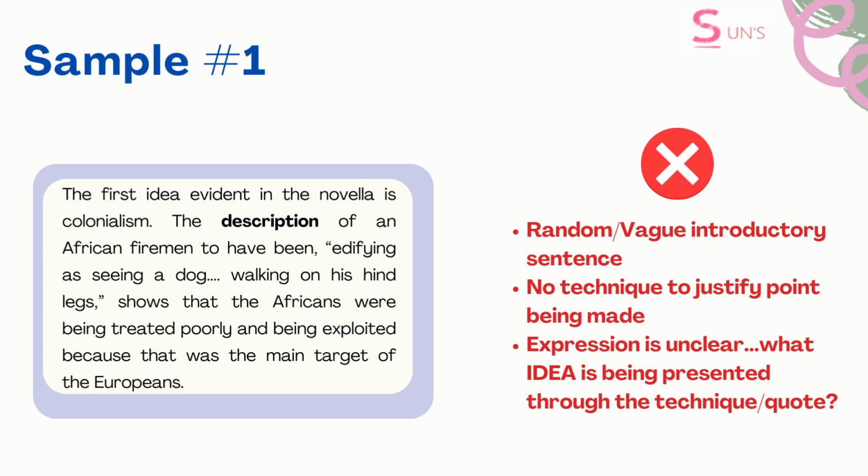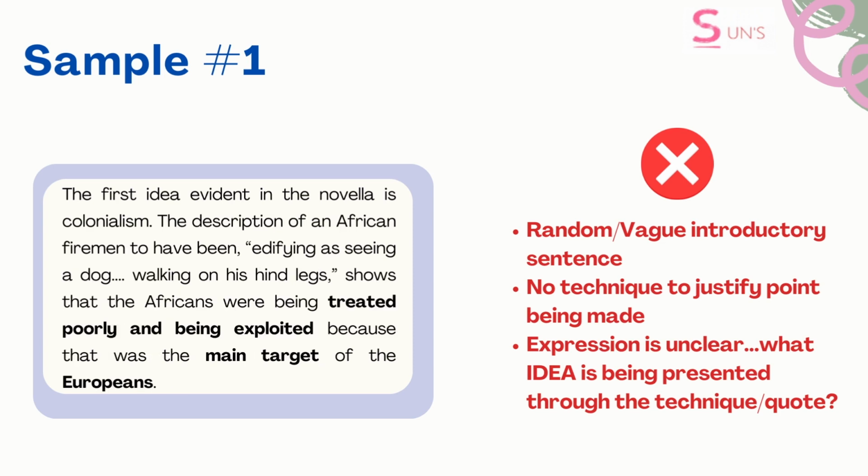If we move on to the main part of the analysis here, this section is also really vague in that, firstly, there's no explicit technique being presented. Yes, it does mention description, but it's not strong enough. And further, the part about the Africans being treated poorly, what does that even mean? What does being treated poorly look like more specifically? And what is the main target of these Europeans?